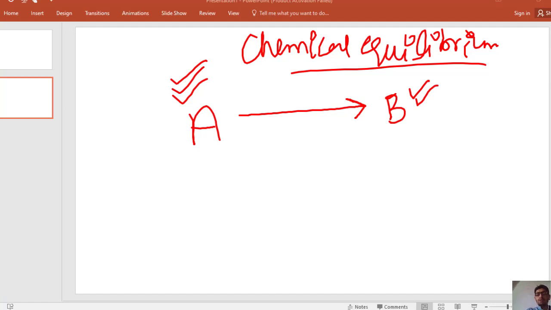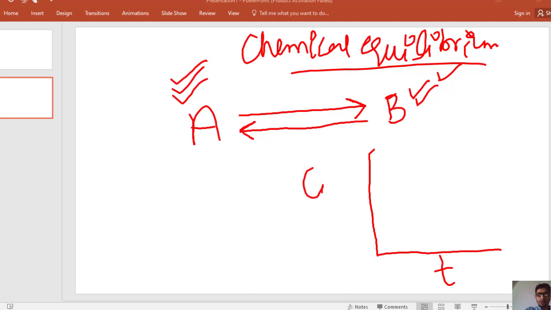After a certain time, when the concentration of B has increased up to a certain limit, the B molecules will react with each other and form the reactant again. So a dynamic equilibrium will be established, which is represented in the graph below. Suppose this is the time axis, and this is the concentration of A and this is the concentration of B.